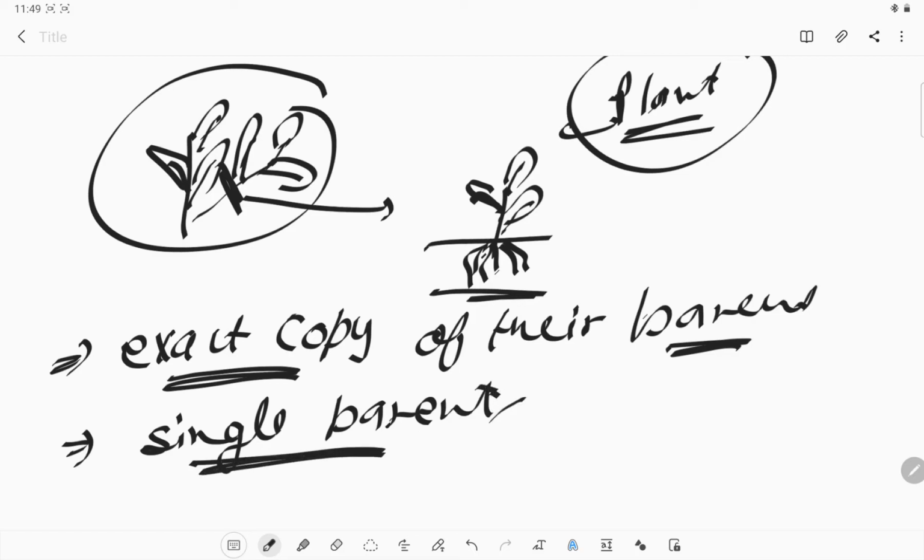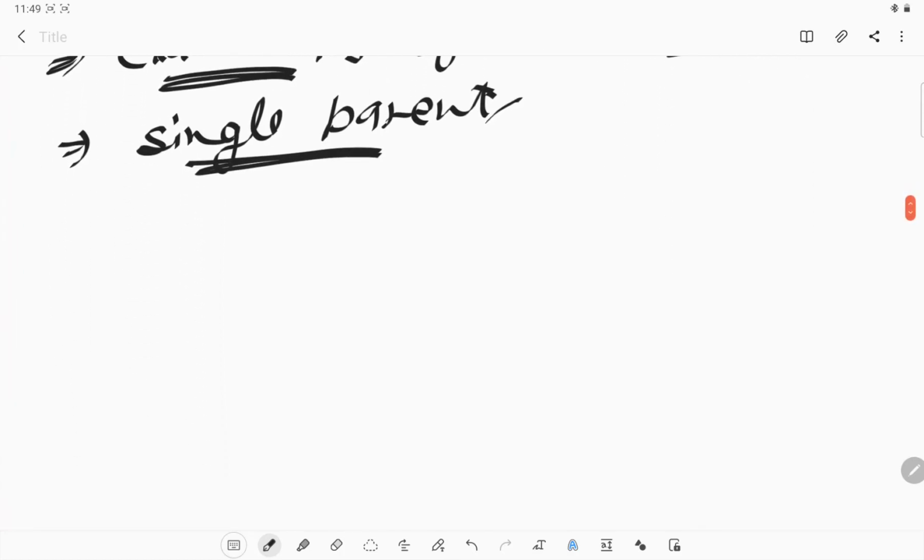Only one parent is capable of producing their offspring. They do not require any gamete fusion in vegetative propagation. Now this is the process of asexual reproduction. The first part of asexual reproduction is vegetative reproduction.